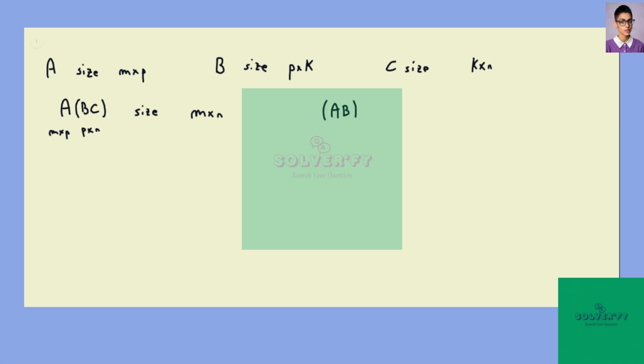And instead, (AB) times C, well, AB is size m times k and C is k times n. So all in all, (AB) times C is of size m cross n. So if anything, A(BC) and (AB)C have the same size. Now we need to check that they're actually equal.